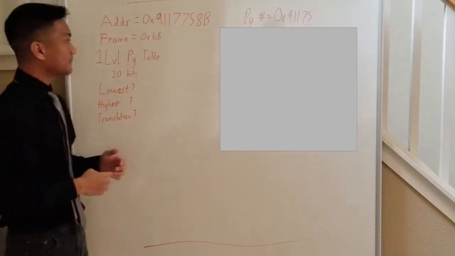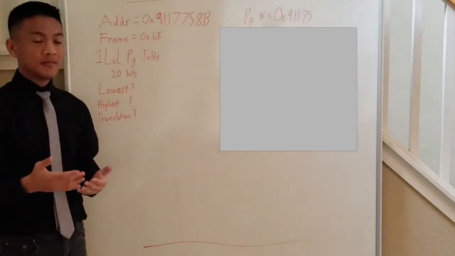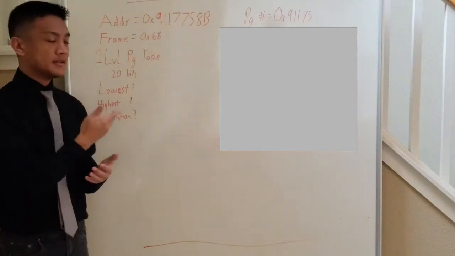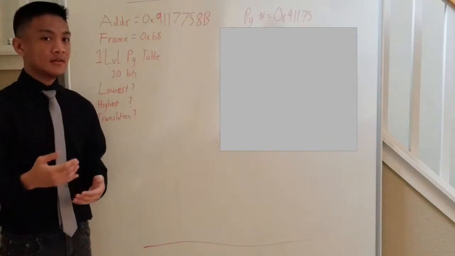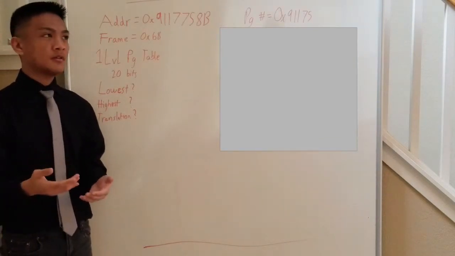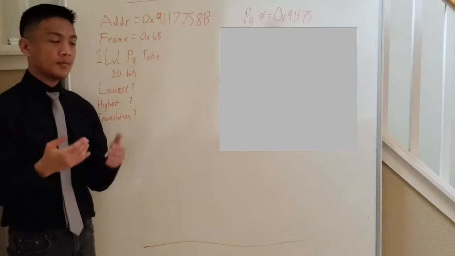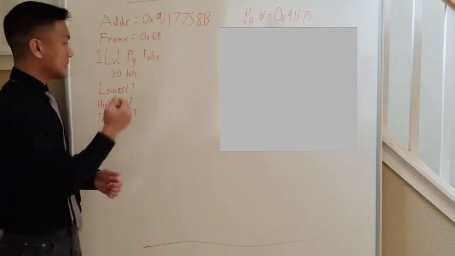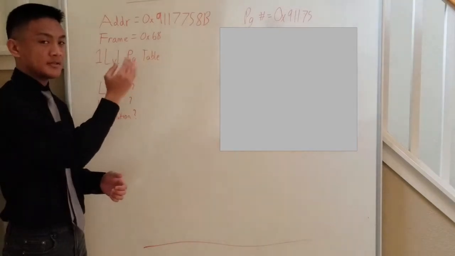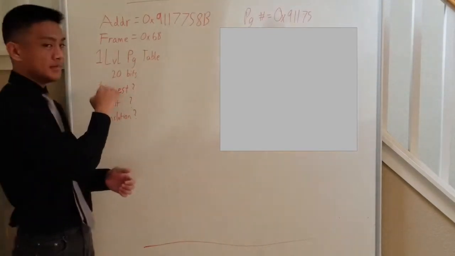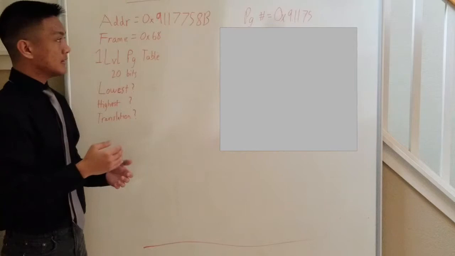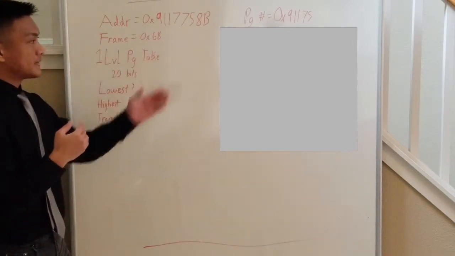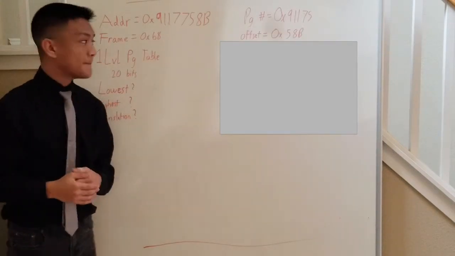Alright, so then the remainder of the address is going to be our offset, which is going to be 12 bits or 3 hex digits. And we know that the offset is going to be 12 bits because 32 bits of our address minus 20 bits for our page number is 12 bits. So our offset is going to be 0x58B.